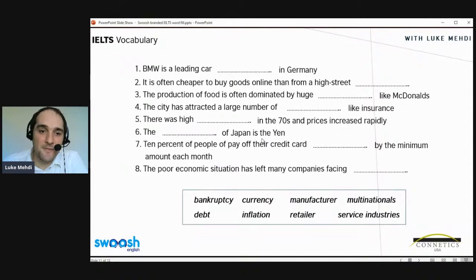Good, Sam. Really good. Number 3, the production of food is often dominated by huge what, like McDonald's? Service industries, possibly. We're talking about food production here. So one of these words here for food production. Services is often called the tertiary sector, the third sector. Good, Sam. Good. So food production is a primary sector industry.